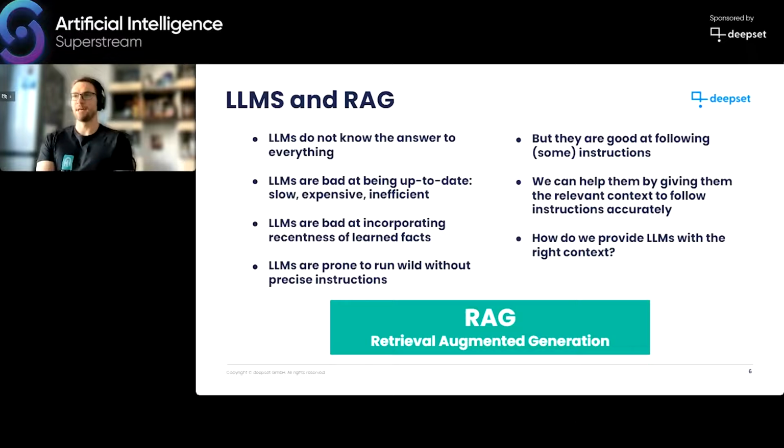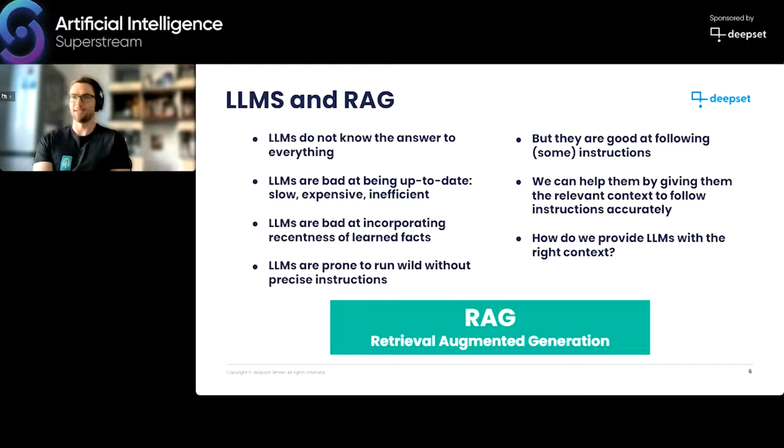Also, LLMs are bad at incorporating the recency of learned facts. So if you ask something just about a fact, most of the time the information the models have been trained on doesn't contain any date. So the model literally doesn't know, okay, from when is this information? Is it still valid or is it not valid? And that's also a problem.